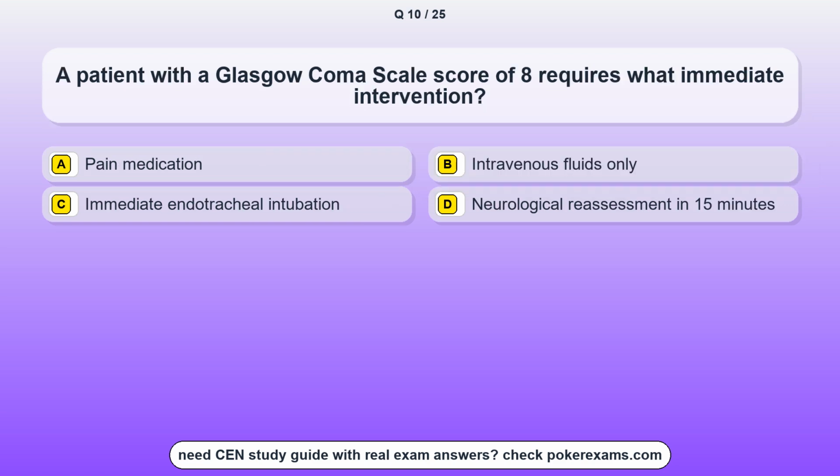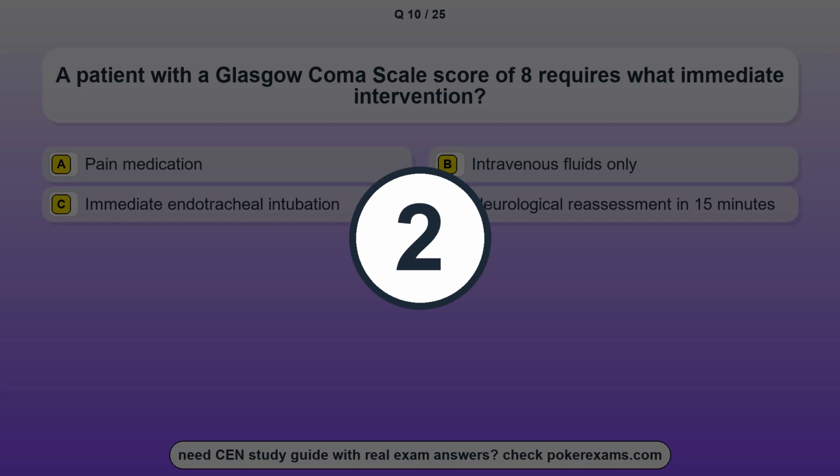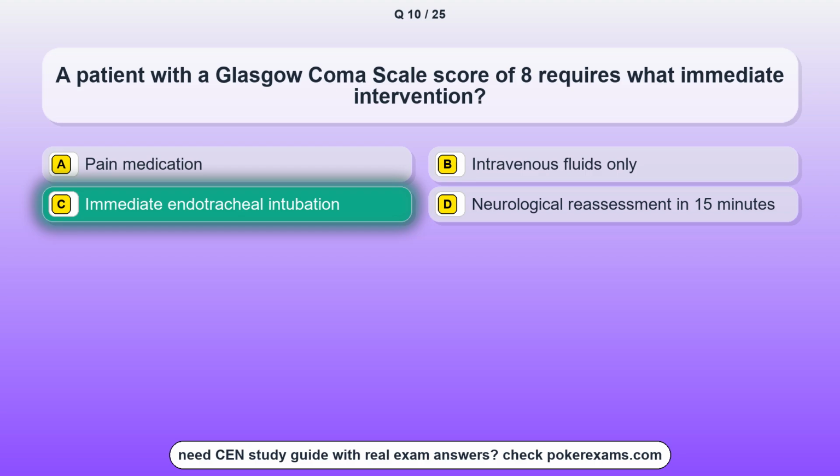Question 10. A patient with a Glasgow Coma Scale score of 8 requires what immediate intervention? Option A, pain medication. Option B, intravenous fluids only. Option C, immediate endotracheal intubation. Option D, a neurological reassessment in 15 minutes. The correct answer is option C, immediate endotracheal intubation.